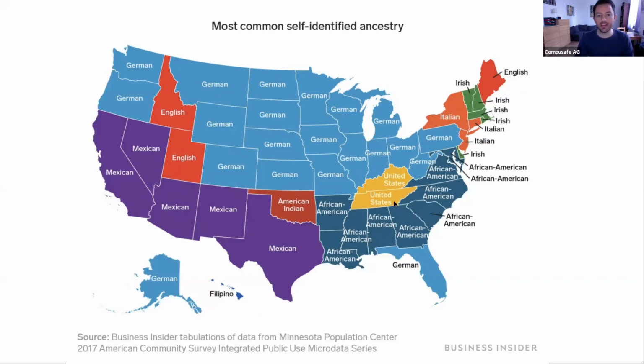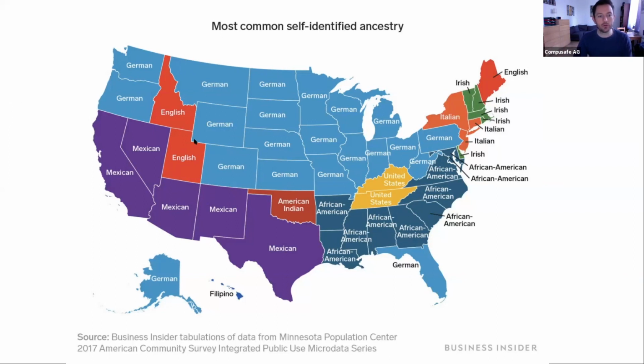I don't know why Kentucky and Tennessee say United States. I think that's because they just don't know anymore. And so they're like, I don't know, United States. That's where my ancestors are from. But in many of these other states, you have these German roots. So that's really important.